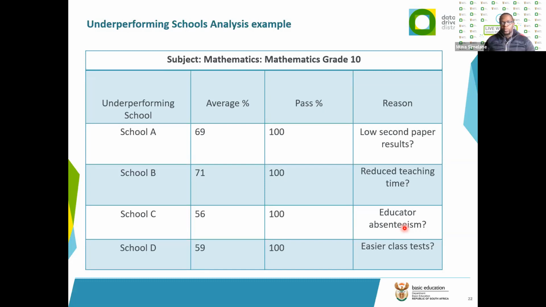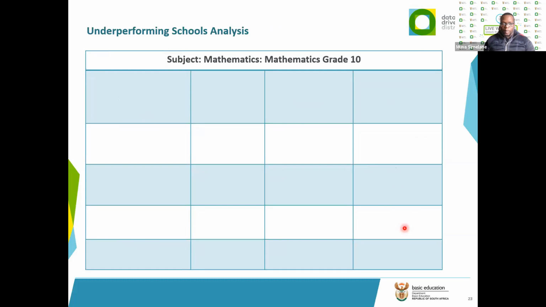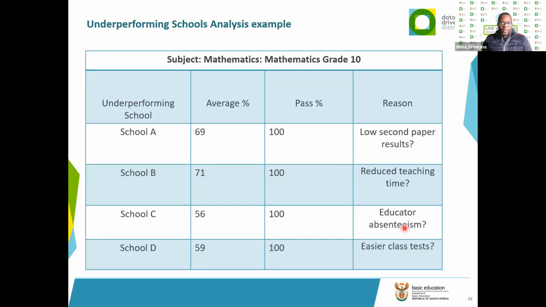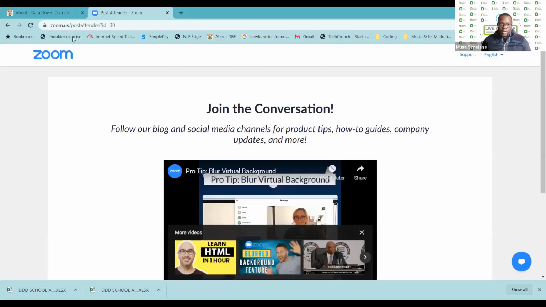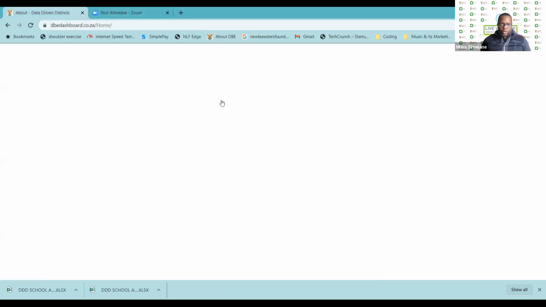So this is the table that we're going to try and create now using the filtering. So I'm going to start out with the blank there. Maybe my blank is too blank, but just allow me to switch now to go to the dashboard so we can actually download this report ourselves and put together the analysis that I'm talking about.